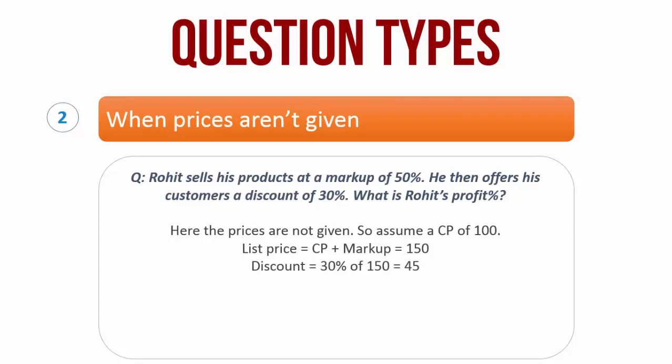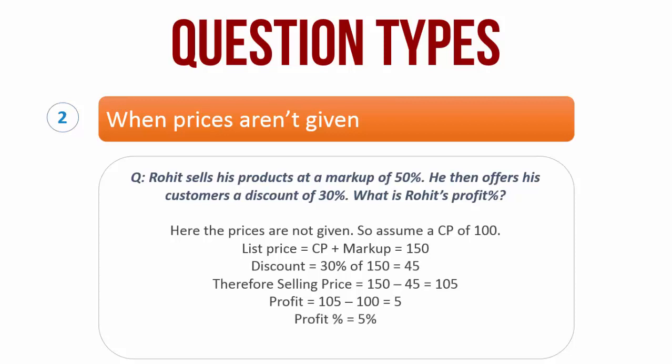Further, the shopkeeper, that is Rohit, gives a discount of 30%. So the discount is 30% of the list price, which is 45 rupees. Therefore, the selling price is the list price minus discount, or 105 rupees. His profit shall be selling price minus cost price, which is equal to 5 rupees. Since we had assumed an initial cost price of 100, this amounts to a profit percentage of 5%.